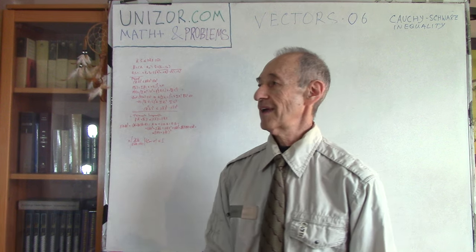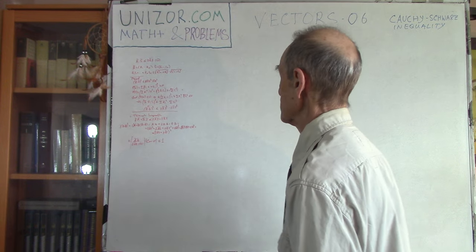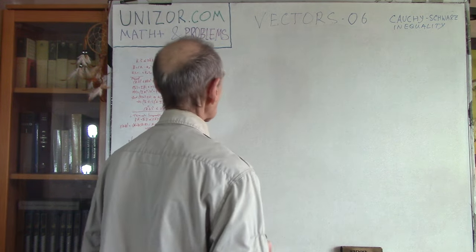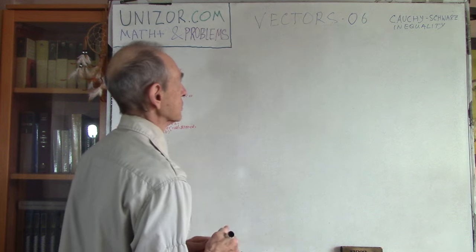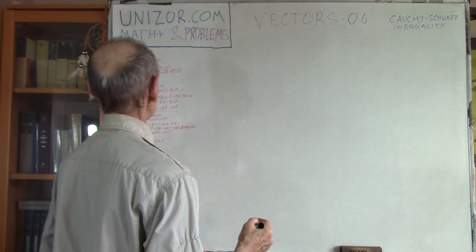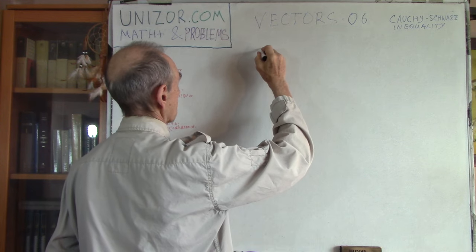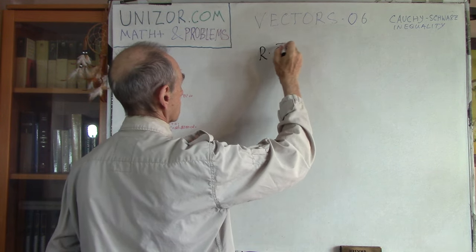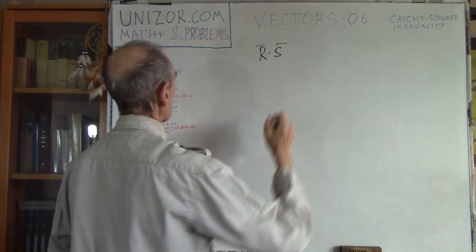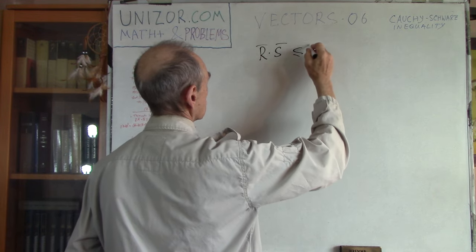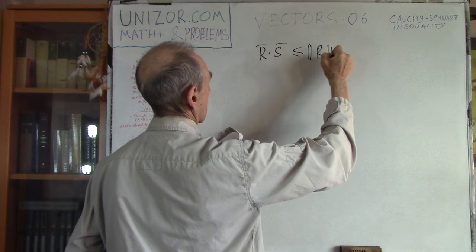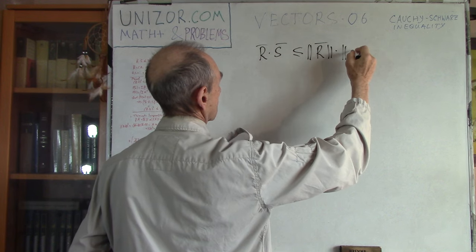Okay, now back to business. So what is the inequality which we are talking about, the Cauchy inequality? It's very simply presented as: the scalar product of two vectors is less than or equal to the product of their magnitudes.